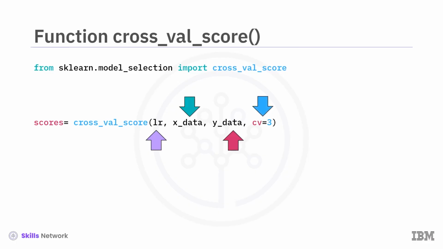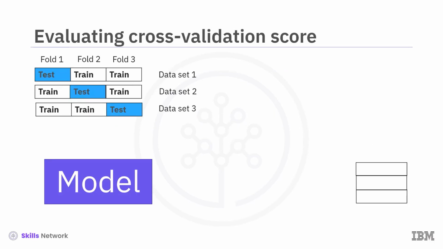We can manage the number of partitions with the CV parameter. Here, CV equals 3, which means the dataset is split into 3 equal partitions. The function returns an array of scores, one for each partition that was chosen as the testing set. We can average the result together to estimate out-of-sample R-squared using the mean function in NumPy. Let's see an animation of the result of the score array in the last slide.